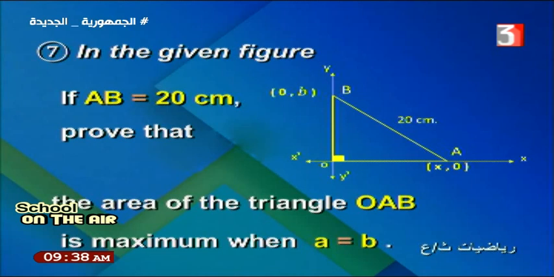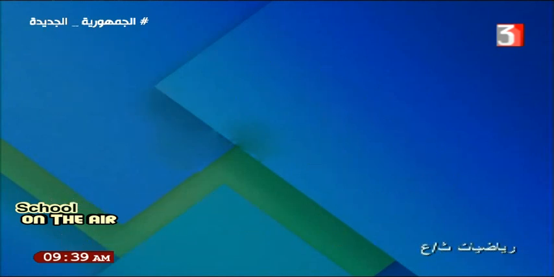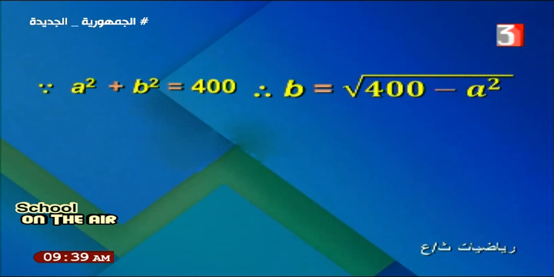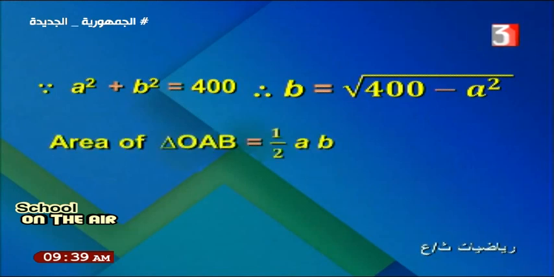Now we have a right angle triangle BOA at O, and BA equals AB equals 20 centimeters, and the length of OA equals a, and the length of OB equals b. Then a power 2 plus b power 2 equals 400. Then b equals square root of 400 minus a power 2. And we know that the area of triangle OAB equals half a b.